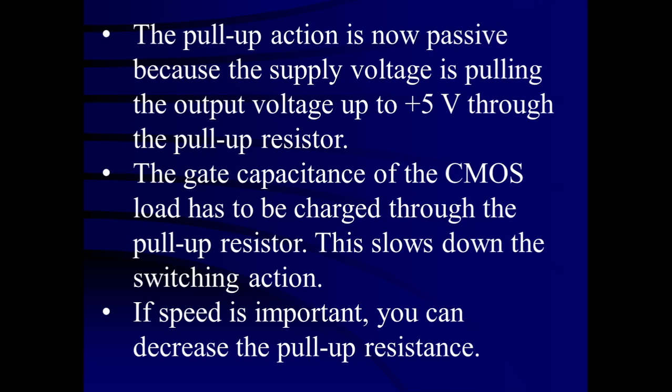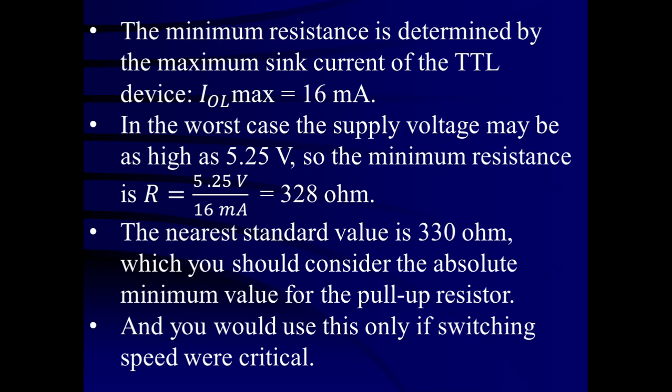The maximum current that can sink through this transistor for a standard TTL is going to be 16 milliampere. So 5 volt divided by the 16 milliampere maximum current is supposed to be the value of the resistance. That comes around 328 ohms or 330 ohms, which is typically near to 328 ohms available in the market. The minimum resistance is determined by the maximum sink current of the TTL device.